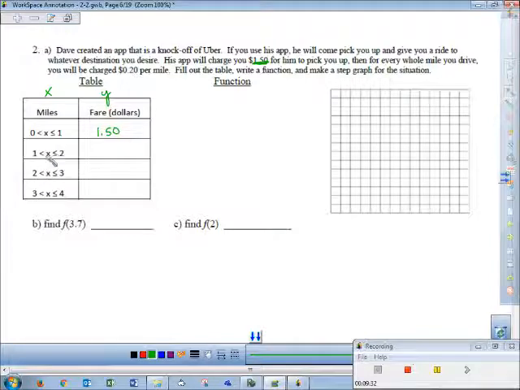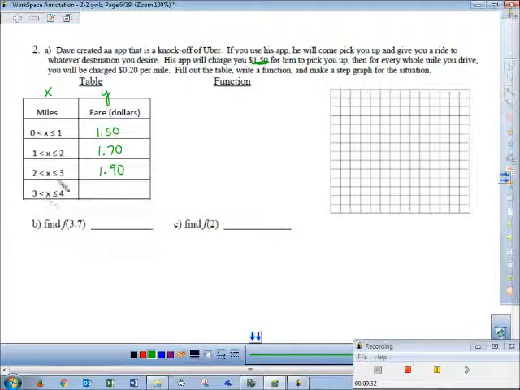But after you go that mile, he's going to charge you a little more, 20 cents more per mile. So between 1 and 2 miles, where 1 doesn't count and 2 does count, it's going to cost you $1.70, right? Because you had to pay the $1.50 for him to come pick you up, and then an additional 20 cents. And then here's the next mile, where you go more than 2 miles but less than or equal to 3 miles. That's going to be another 20 cents, so $1.90.